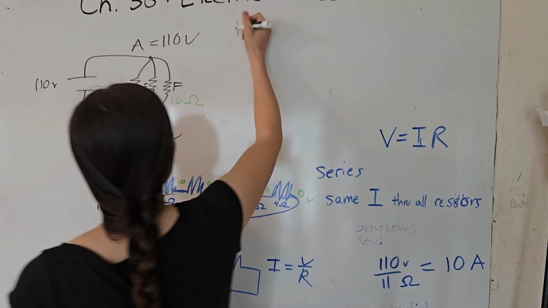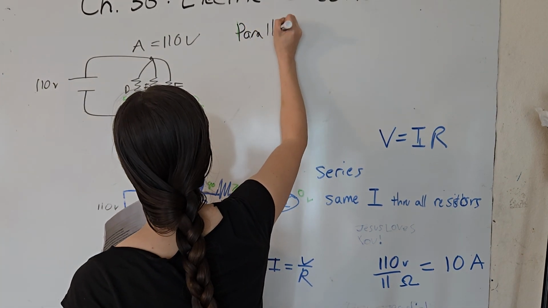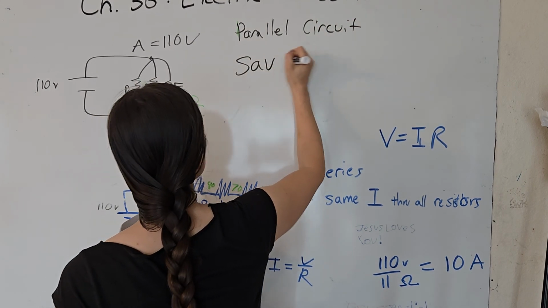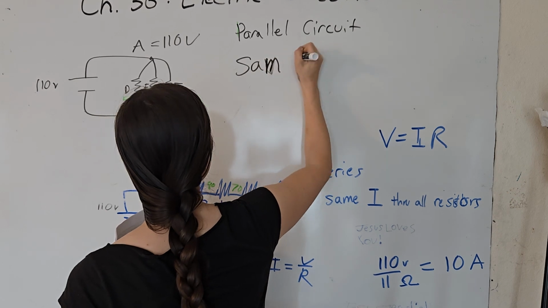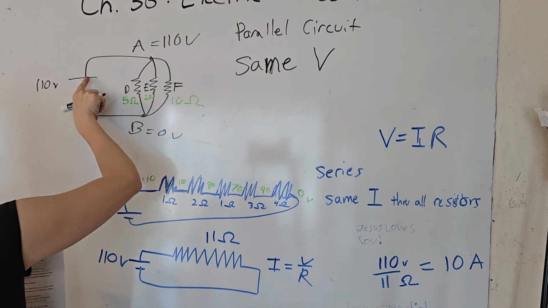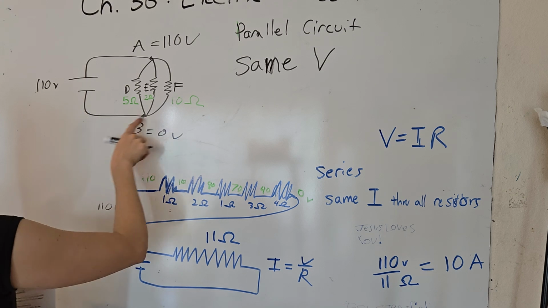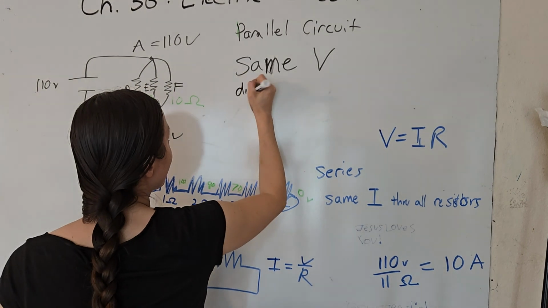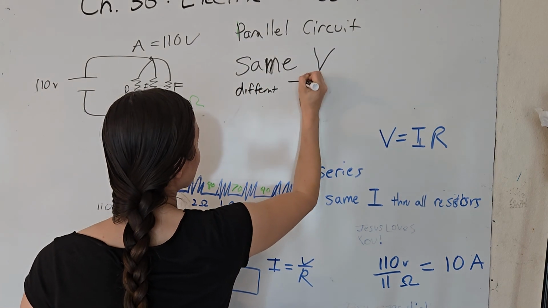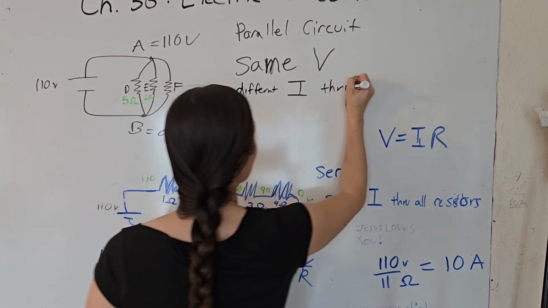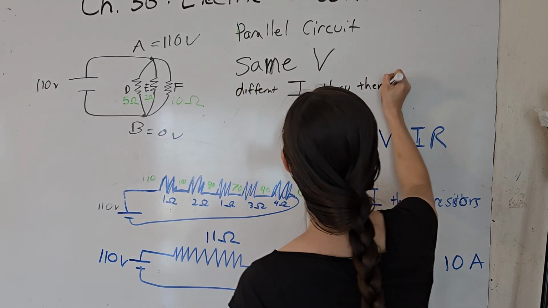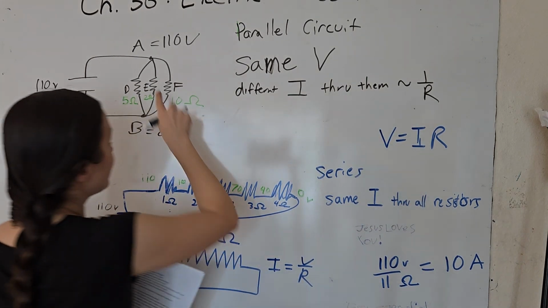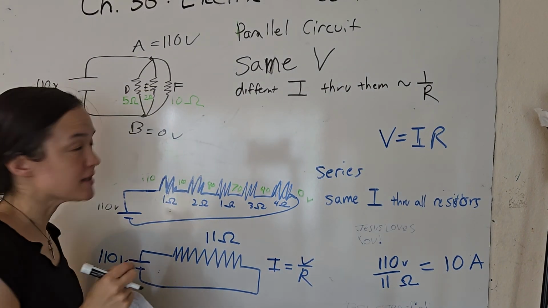In a parallel circuit, you have the same voltage across all of the resistors. Remember, because this side is connected to this battery terminal, and this to this battery terminal, it has to have the same voltage drop for all of them. But there will be different current through them, inversely proportional to the resistance, because the currents want to go through the path of least resistance.